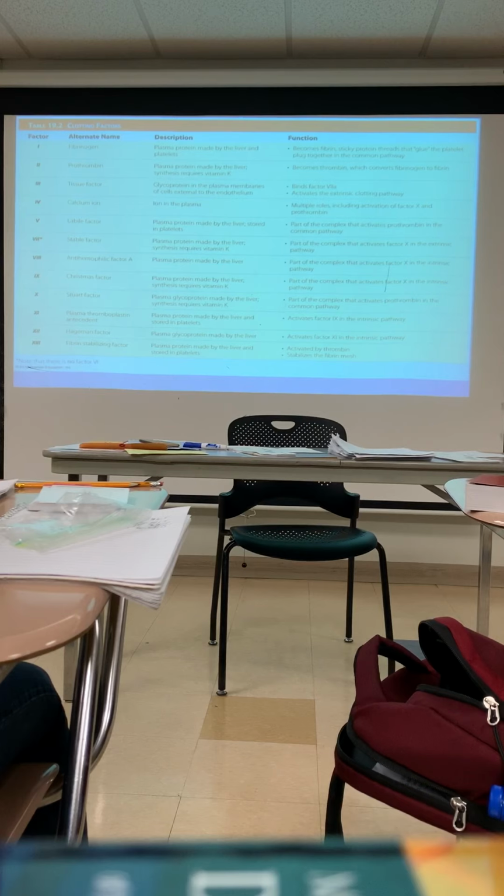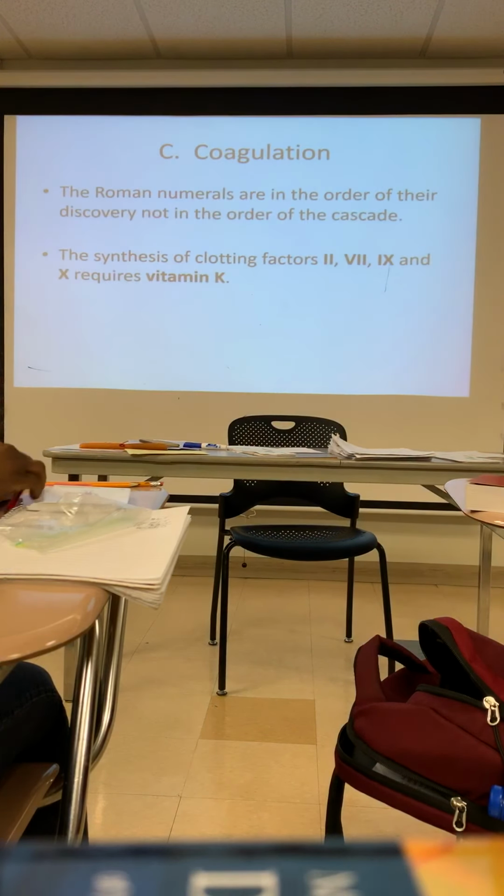It's like a domino effect. Here, here, here, here, here, here. Got it? Okay, so you have that. Anyway, the Roman numerals are in the order of their discovery, not in order of cascade. So we have synthesis of clotting factors 2, 7, 9, 10. All these require vitamin K.